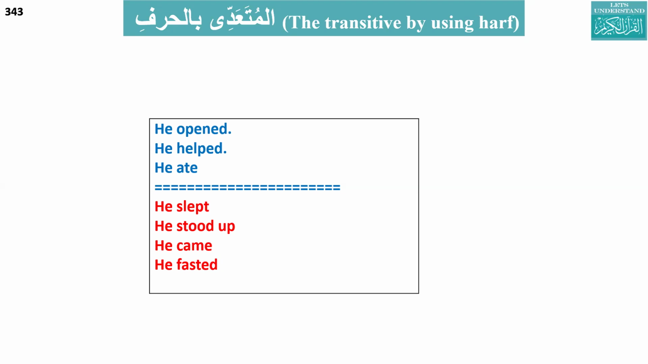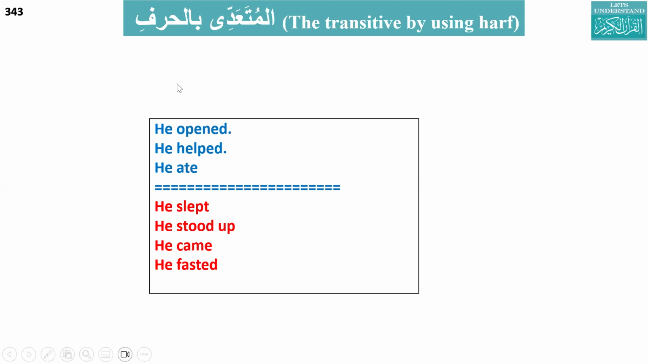We have two types of sentences. If we just look over them: he opened, he helped, he ate, he fasted. There is no problem. Yes, these are just sentences. What is the purpose of these sentences? To make them into two categories.